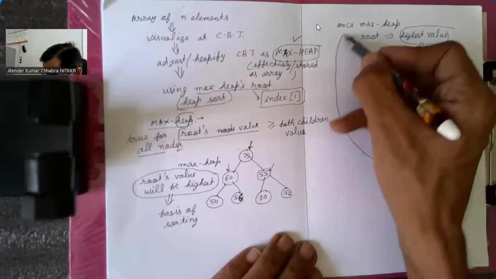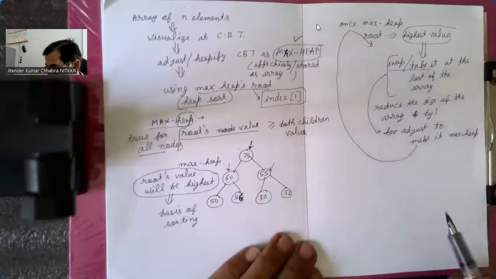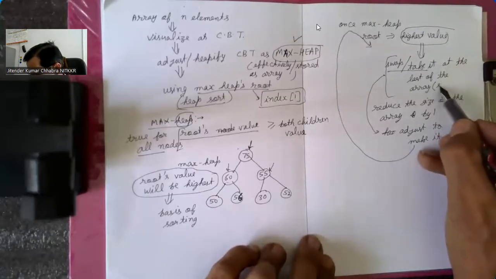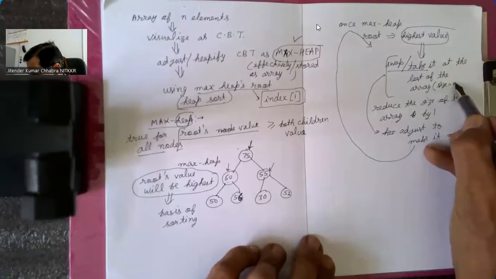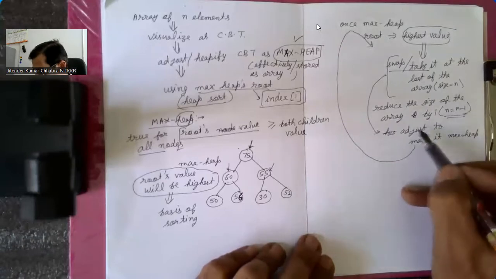Again, I will do the same process. Now the root has the highest value. I will take it to the last position of the current sized array. Size equal to n, so size reduced, n equal to n minus 1, has been done. So at the second last position, the second highest will reach.